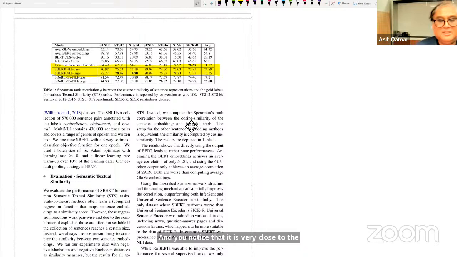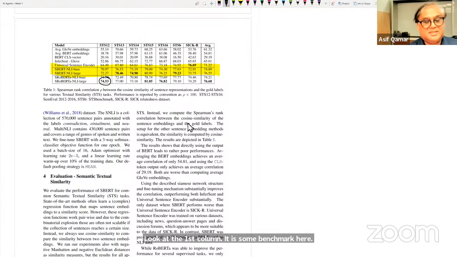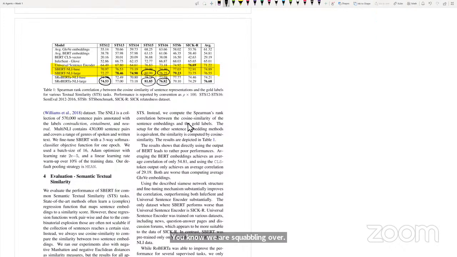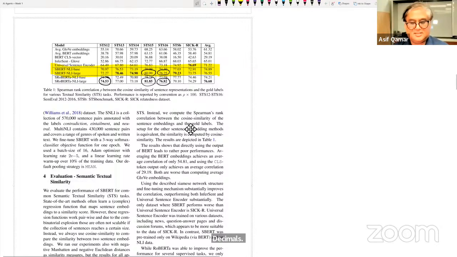So for example, look at the first column. It is some benchmark here, 74, and you are at 72. Not bad, right? In this one, of course, it achieves the state of the art. In this one, here it is 81.5 and you are 80.99. Would you be too depressed about it? No. Likewise, you can see 76.82, 76.25. We are squabbling over decimals. So it does achieve pretty good results.